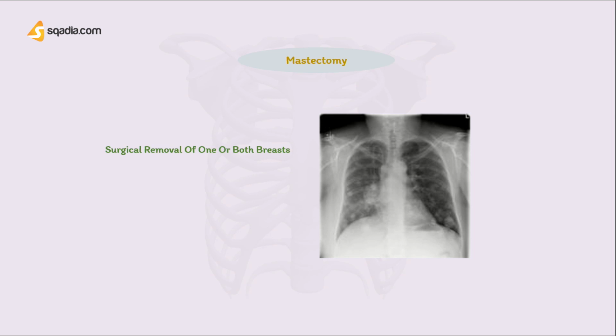A mastectomy is the surgical removal of one or both breasts and will make the underlying lung look too black. Therefore, if one lung looks blacker than the other, look carefully for the breast shadows. There will be an absent breast shadow on the side of the mastectomy.